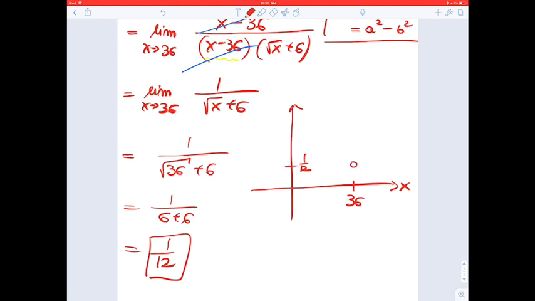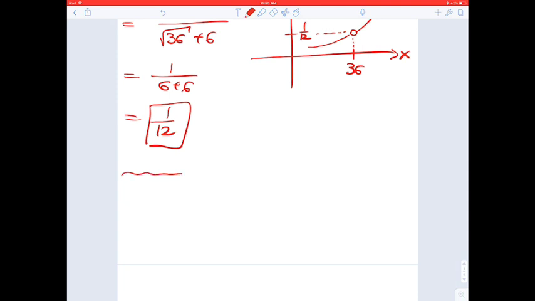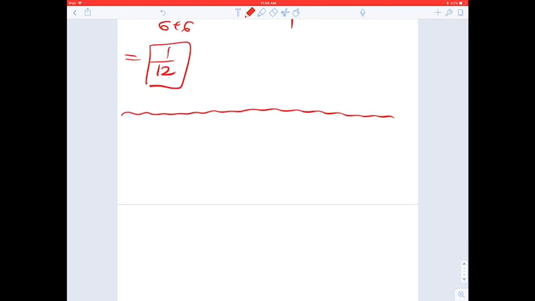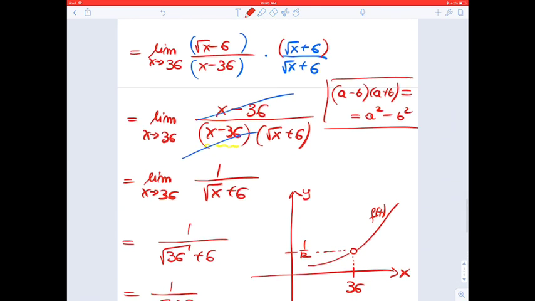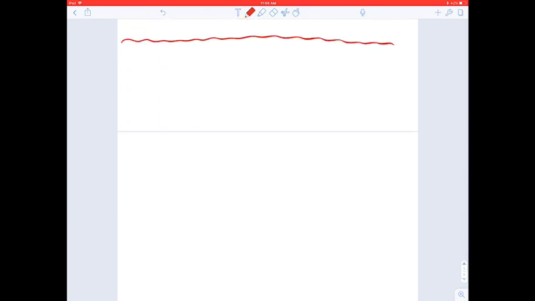It's not a value, please remember, it's simply the value of the limit. Okay? And this is the function. Of course, I don't know exactly how the function looks like, but that's the idea, close to 36. Okay, now let's try a little bit more complex. Limit number 6.